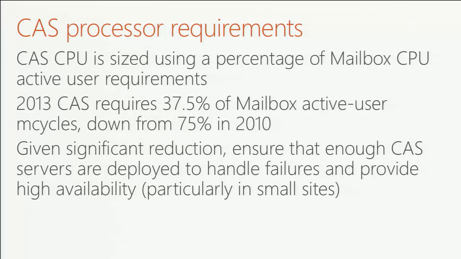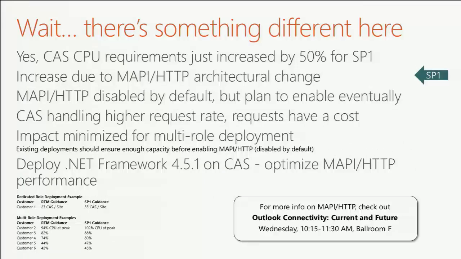So does anybody notice anything different about the numbers that I just talked through? Wow, OK. So there is something different here. That number, the 37.5%, used to be 25%. So we are raising our CAS CPU requirements for SP1. We're doing it by 50%, going up to that 37.5% requirement. And the impact is due to MAPI over HTTP, which I'm sure many of you have heard about.